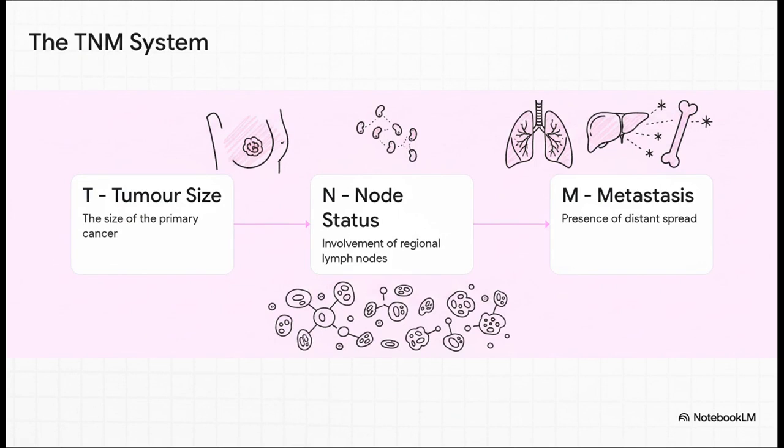To do this, we use the TNM system, and you all have to know this by heart. It's actually quite straightforward. T is for the size of the primary tumor. N is for node involvement. We're talking about the nearby lymph nodes, usually in the armpit. And M is for metastasis. Has it spread to distant organs? T, N, and M. Simple as that.